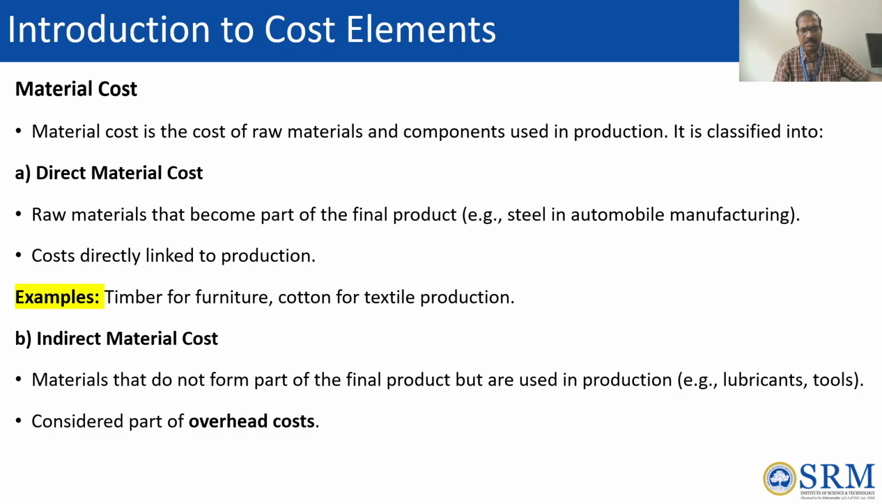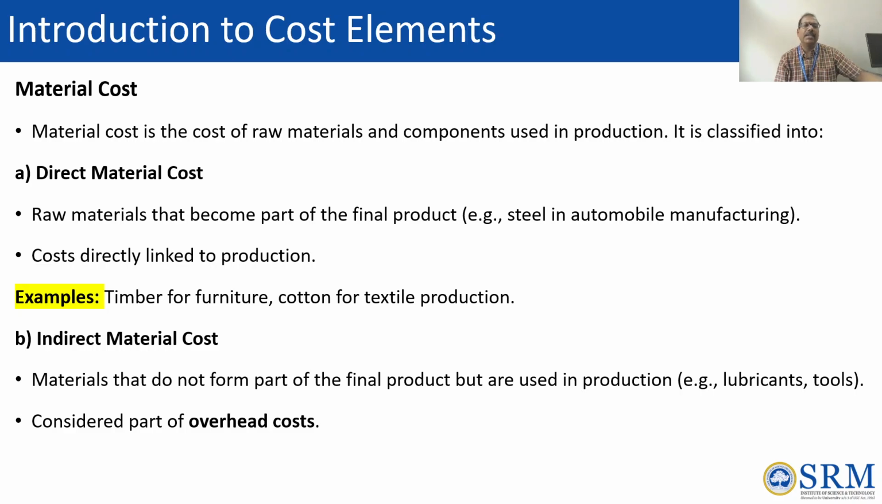So what is material cost? Material cost is the cost of raw materials and components used in production or manufacturing. It is also classified into two: direct material and indirect material. Raw material means if you are making from scratch, or in sub-assemblies, simple components like screws, washers, nuts, which we buy from other suppliers and keep as a base. That value is also considered a material cost for us. So material cost is the raw material cost as well as components used in production.